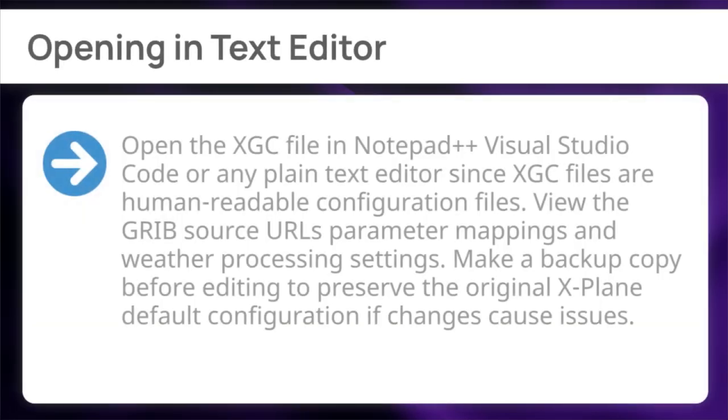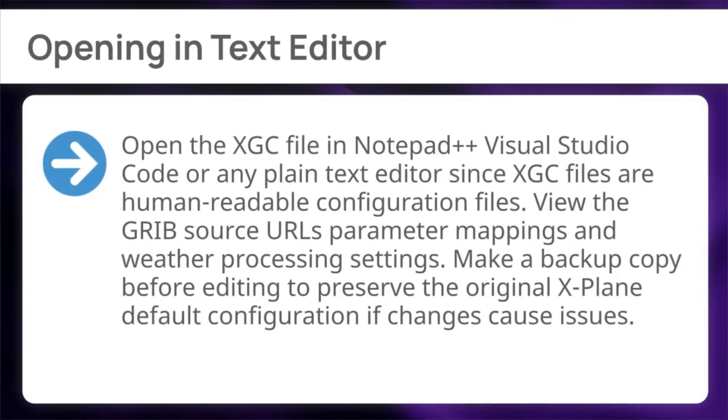First, opening in text editor. Open the XGC file in Notepad++, Visual Studio Code, or any plain text editor, since XGC files are human-readable configuration files. View the GRIB source URL's parameter mappings and weather processing settings. Make a backup copy before editing to preserve the original X-Plane default configuration if changes cause issues.